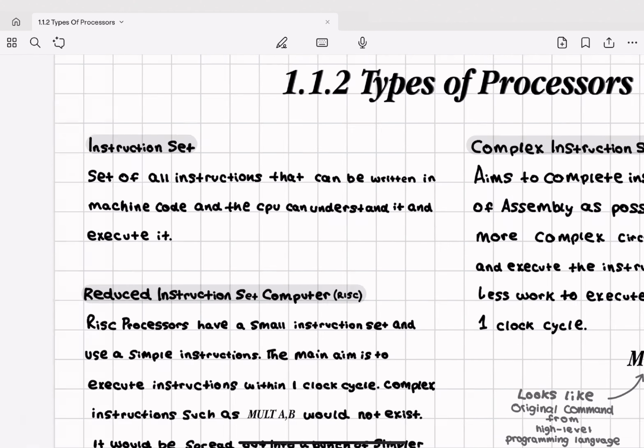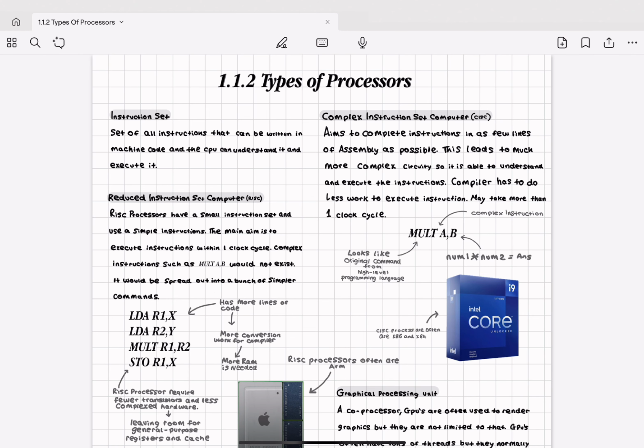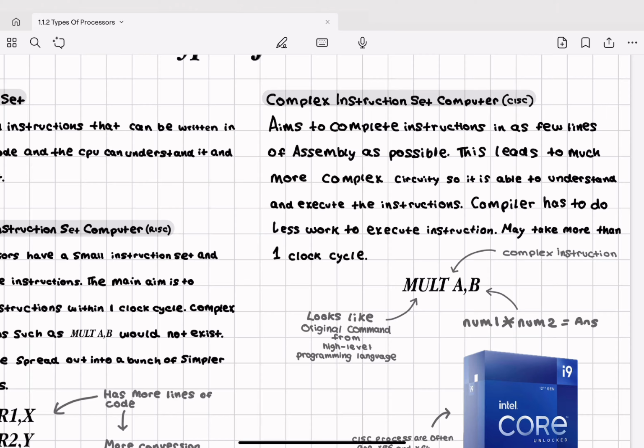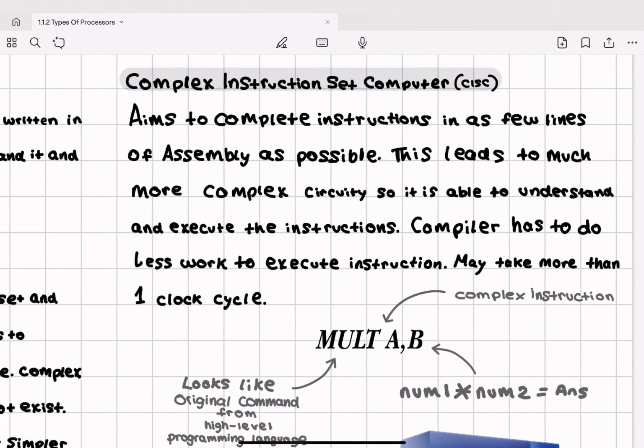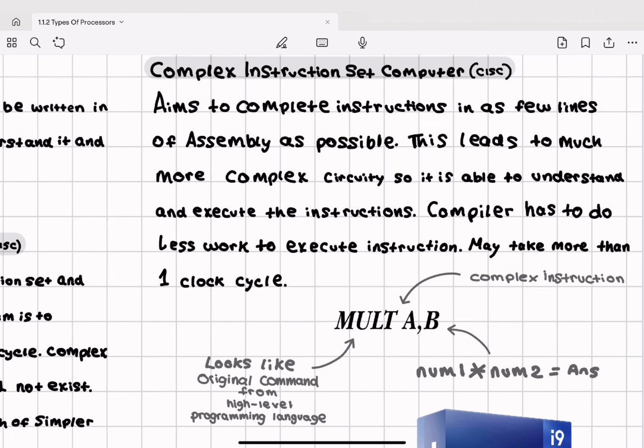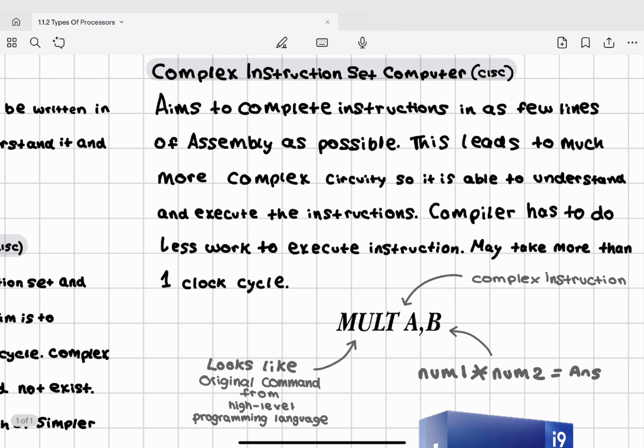So there's two different types of processors, and one of them is the complex instruction set computers, which is also known as CISC. So CISC processors, basically, they try to complete instructions in as few lines of assembly as possible, but this also means that they would probably need more complex circuitry to understand and execute the instructions.